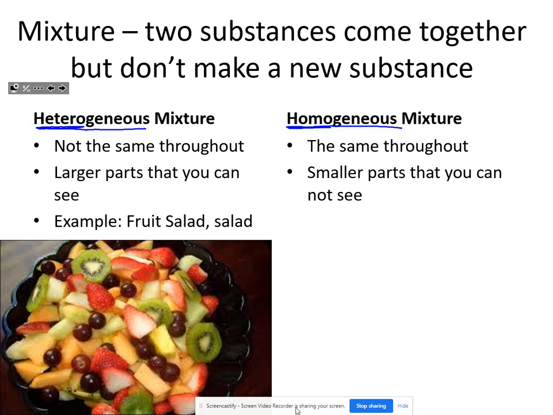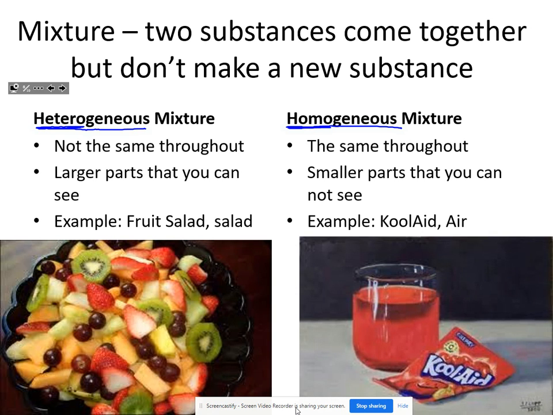An example might be a fruit salad. Do you see how we have kiwi and strawberries and grapes and apples and all those things together? They're still all those things, just they're mixed together in one pile. All right? Each thing keeps its own properties.